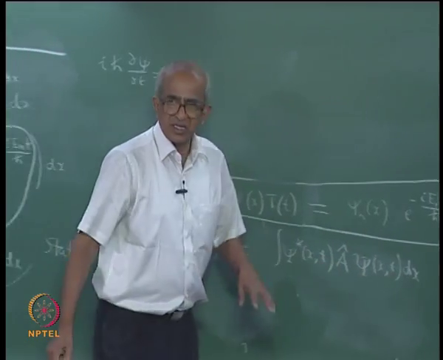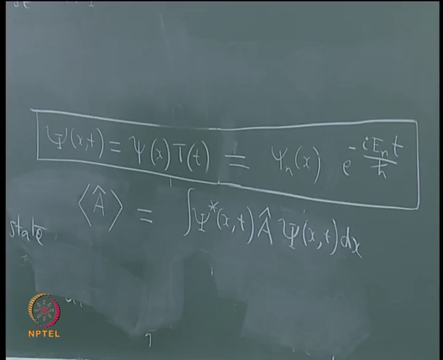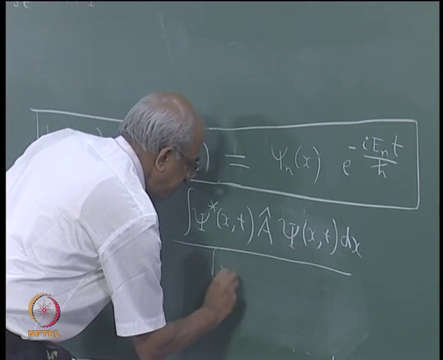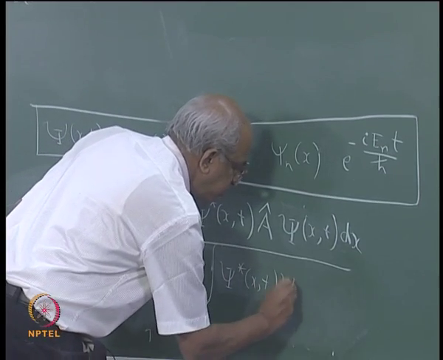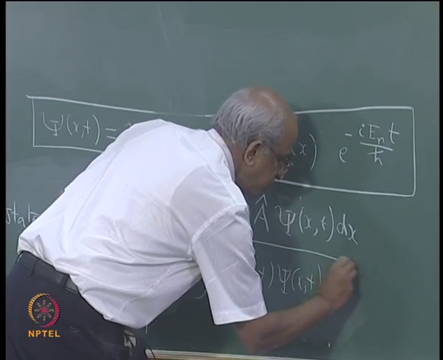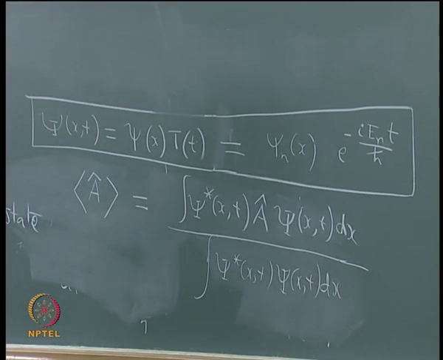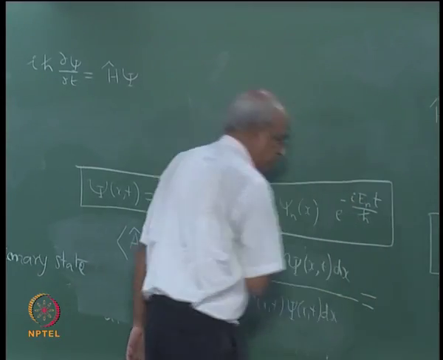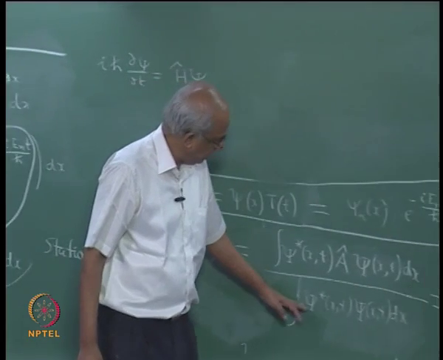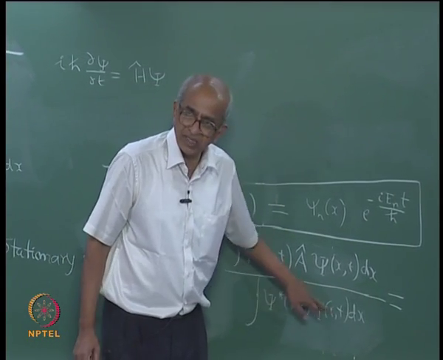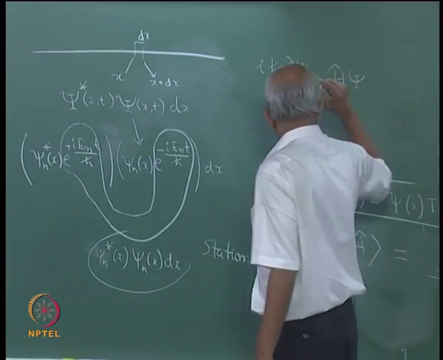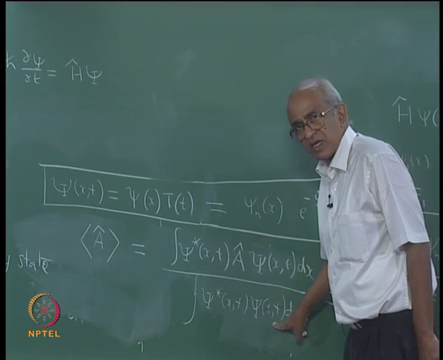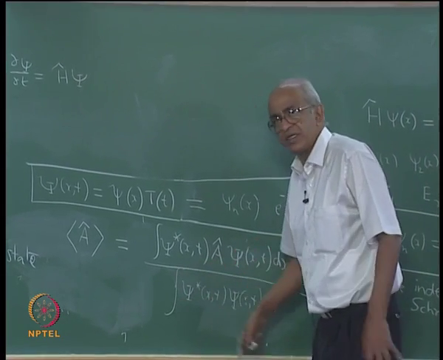I am writing the expression that is appropriate for a one dimensional system. So, integral of psi star A psi dx divided by integral of psi star psi, this is what it is. Now, just the way we have done in this case, I can proceed to evaluate this also. As far as the denominator is concerned, these are capital psis, but if you substitute the expression, this product is going to be independent of time. So, the integral of it over the entire space will be independent of time.